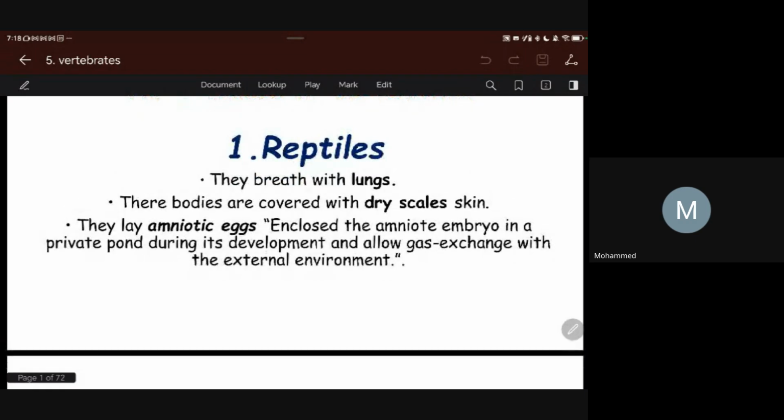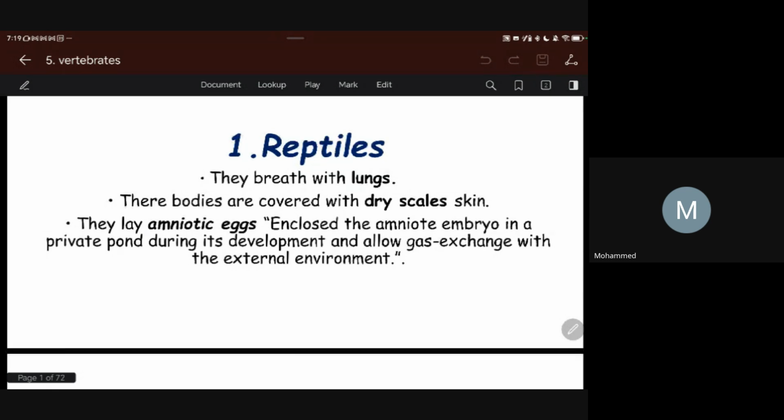They lay eggs, and these eggs are called amniotic eggs. What does amniotic eggs mean? It means that these eggs allow the exchange of air between the surrounding and the zygote, or the baby, inside of this egg.